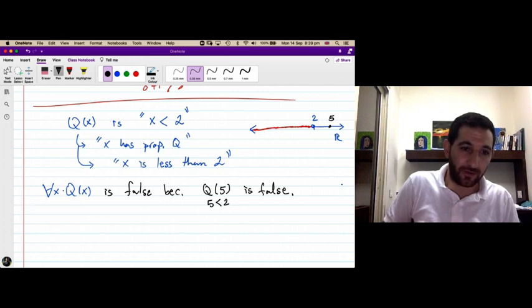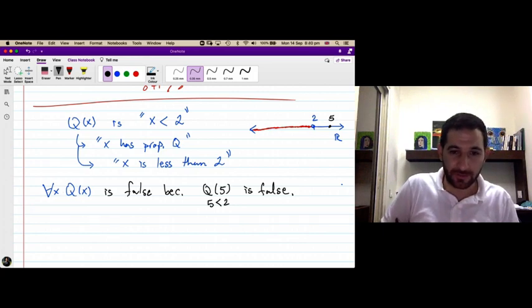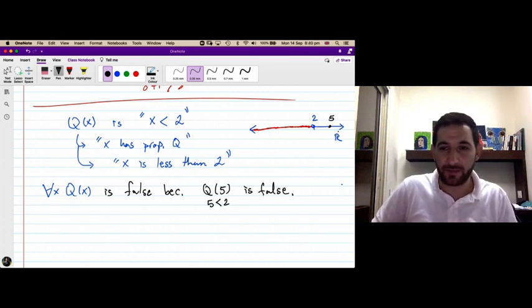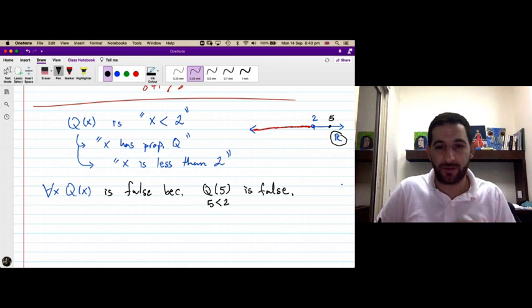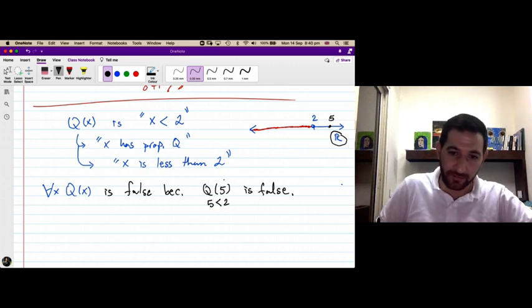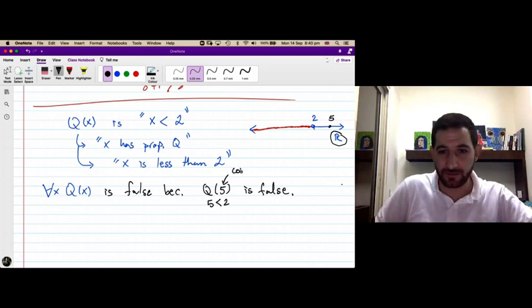So the universal quantification is false because not every element in our domain has property Q. In particular, 5 doesn't have property Q, and we call 5 in this case a counterexample to the universal statement for all x, Q of x. So this is called a counterexample.